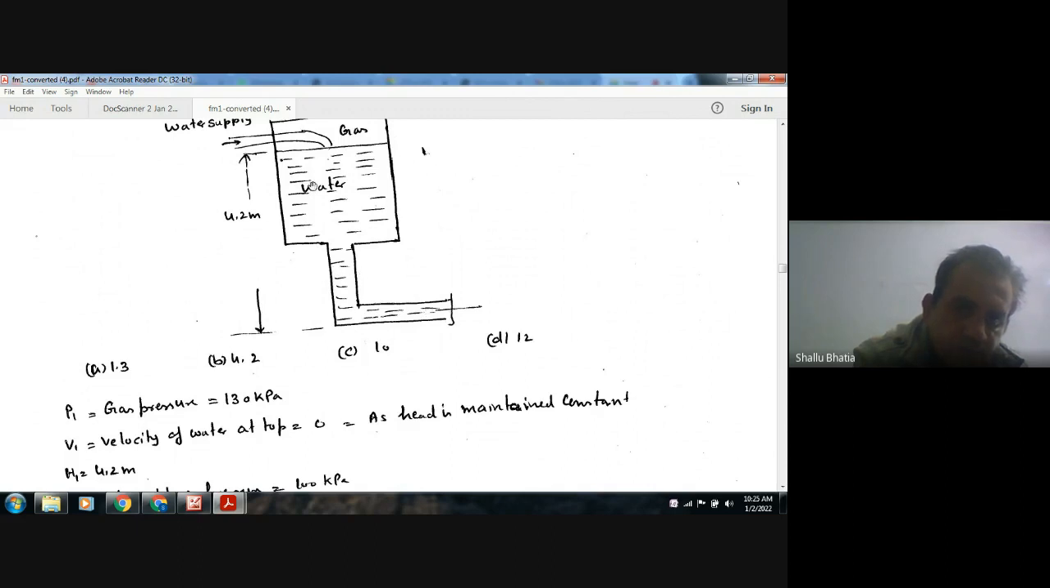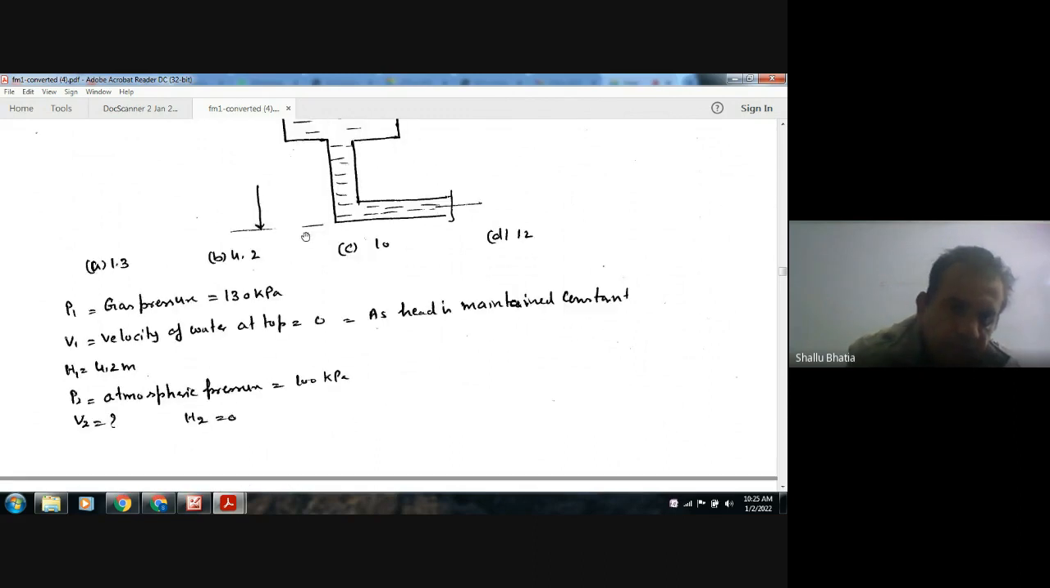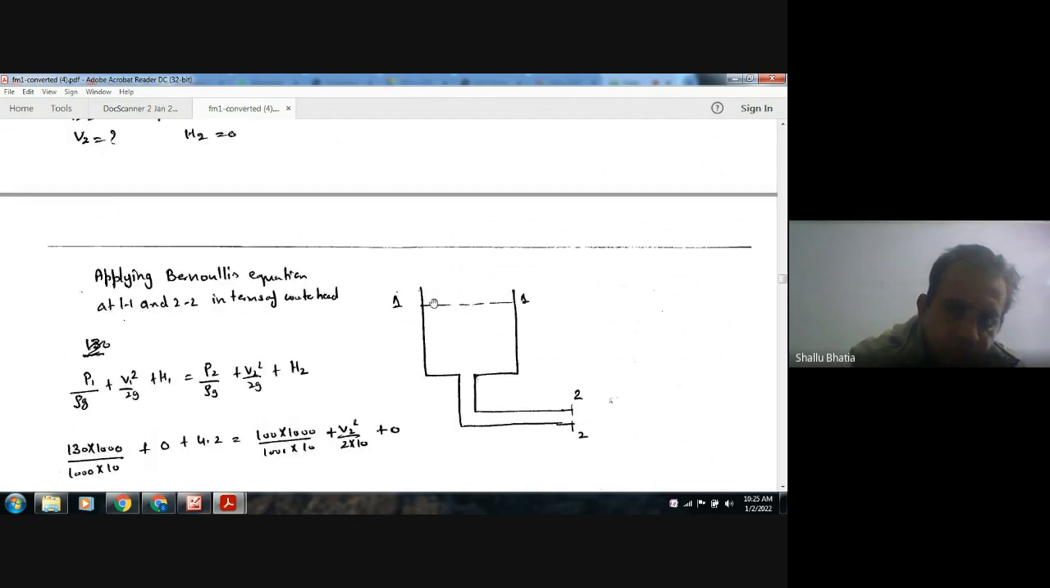So we can apply the Bernoulli equation here. Applying Bernoulli equation at points 1 and 2, it will be P1 by rho g plus V1 square by 2g plus H1 equals P2 by rho g plus V2 square by 2g plus H2. So V1 is 0, H1 is 4.2, and this is atmospheric pressure. The atmospheric pressure is 100.